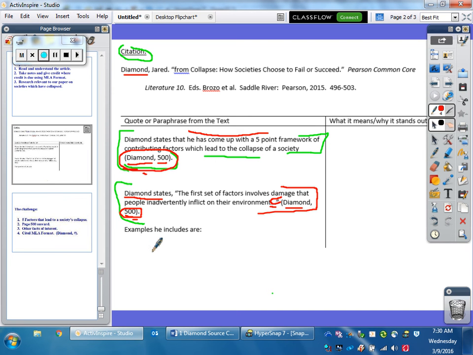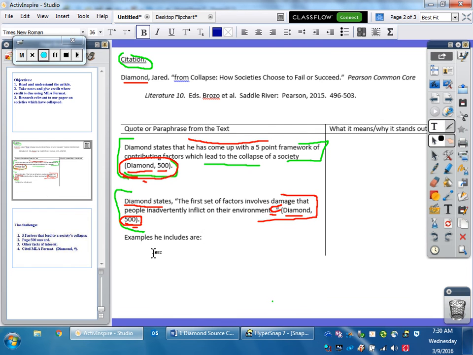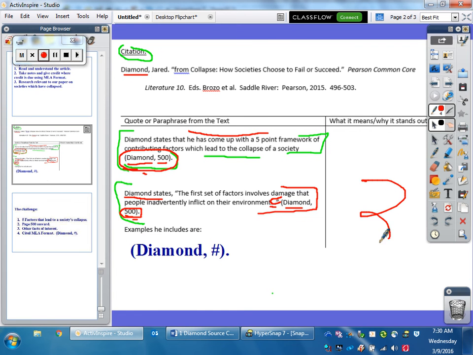But every single time, there must be at the end of every single note that you take, parentheses, Diamond, dash, and then the page number that it is on. This is our way of giving credit where credit is due. So as you reread the article, on this side of the notes, we're not even going to worry about anything over here. I'm not even worried about that. We'll come back to that later.